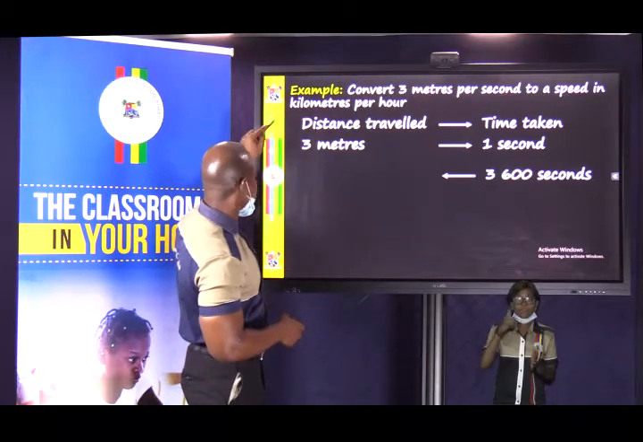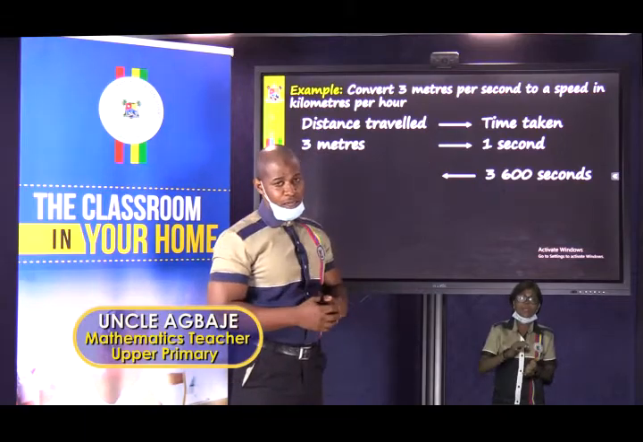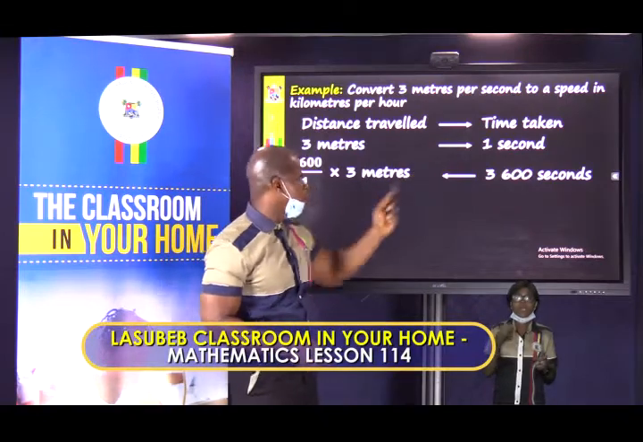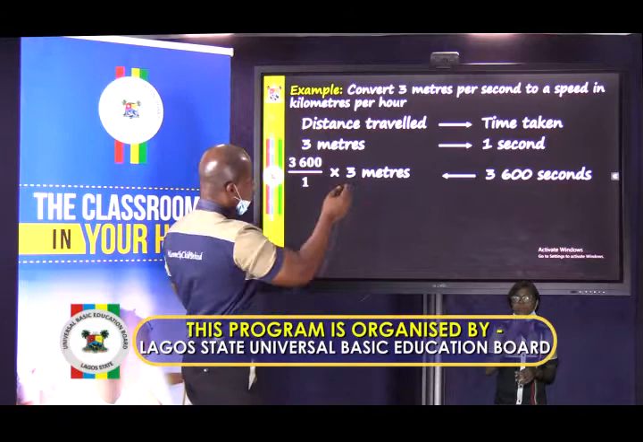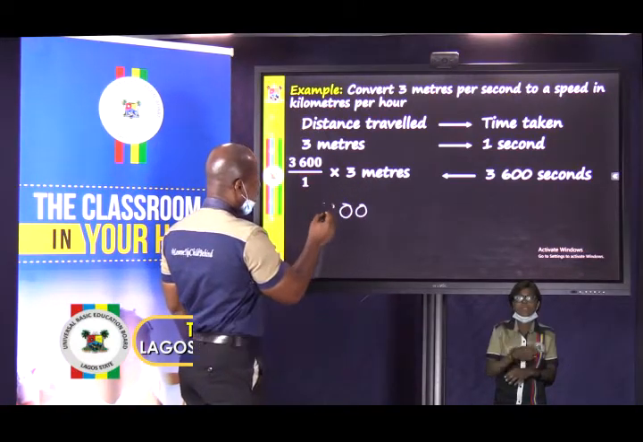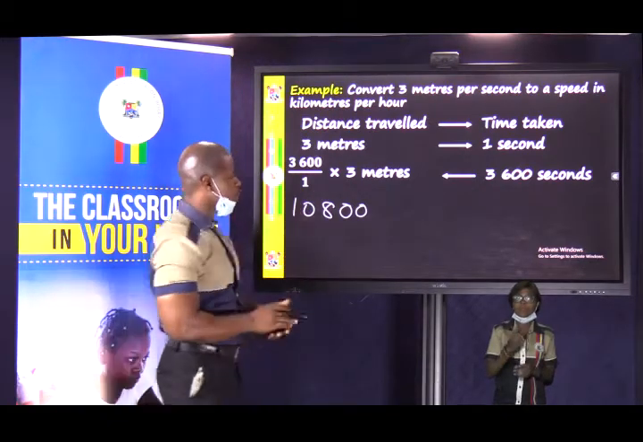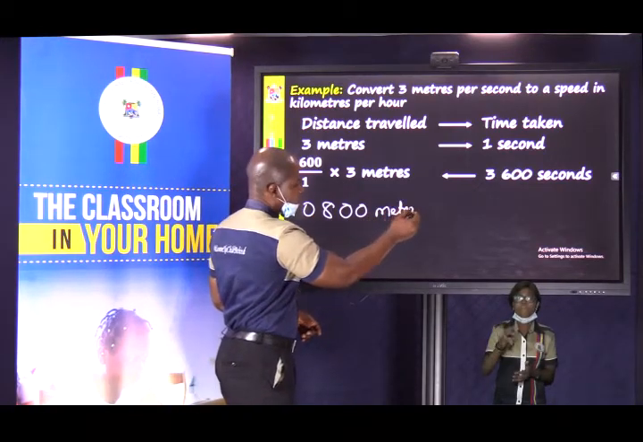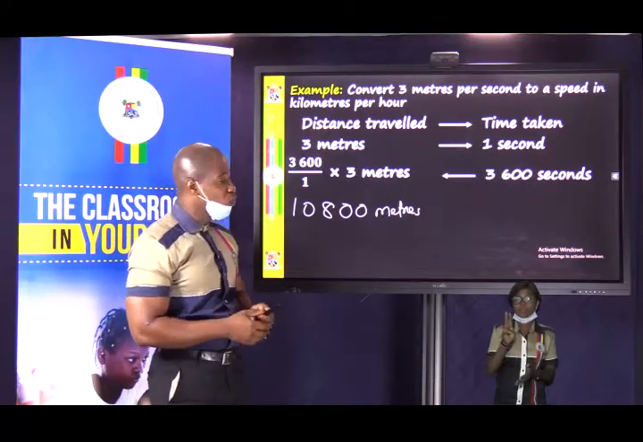And for this one, if we're going from 1 second to 3,600, we're increasing it in this ratio. So we have to increase this one as well. That is 3,600 over 1 times this one. Now, 3,600 over 1, that should give us 3 times 0 is 0. 3 times the second 0 is 0. 3 times 6 is 18, regroup 1. Then 3 times 3 is 9 plus that 1, making 10. We should have 10,800 meters for 3,600 seconds, which of course is the same thing as 1 hour.